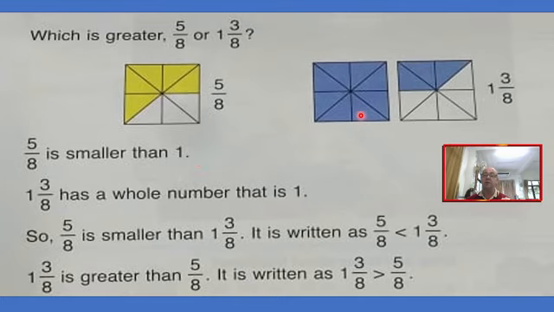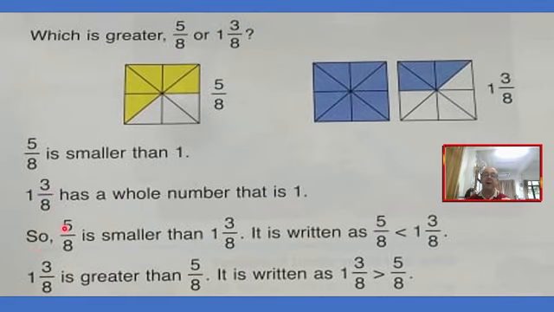Okay, so 1 whole is 8 over 8. But 5 is smaller than 8. So we have 5 over 8. So it's a smaller fraction. So 1 and 3/8 has a whole number that is 1. So this 5/8 must be smaller than 1 and 3/8.